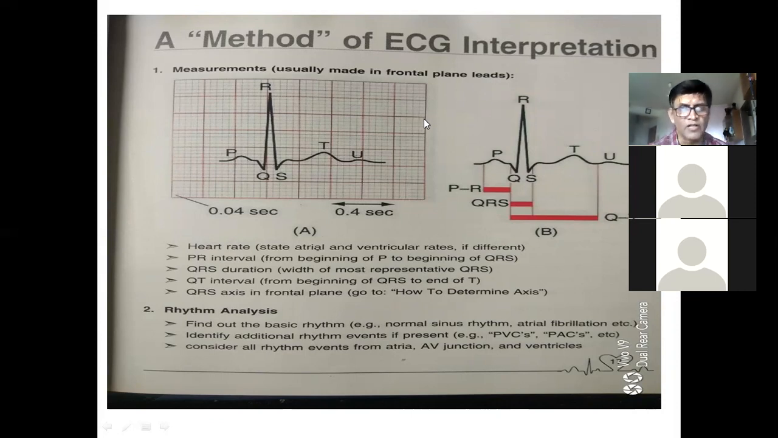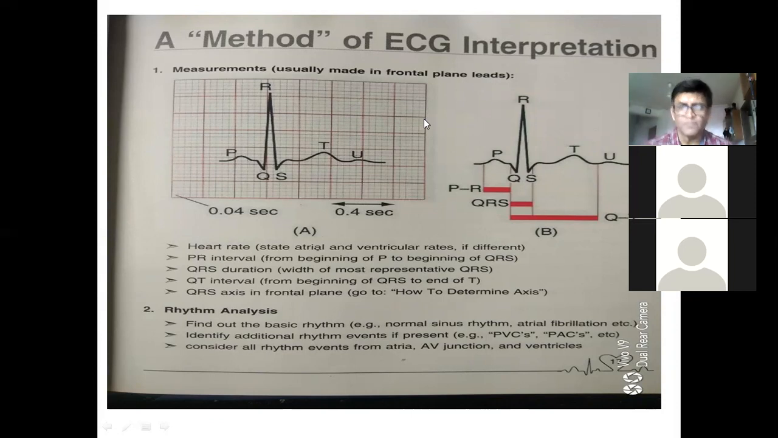Has anyone written all this? Can anyone repeat whatever I have told, for the benefit of someone who has not written? This will not be given in any book of cardiology. This is pure experience. But it is the fastest way to report the heart rate of an ECG.